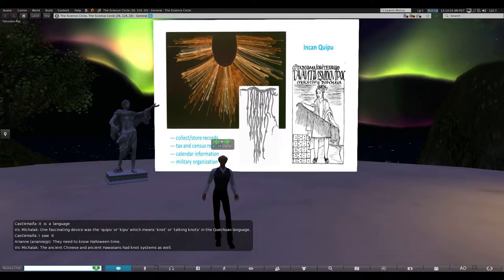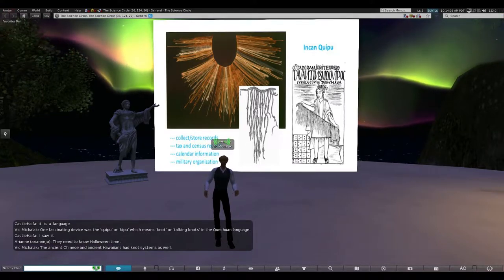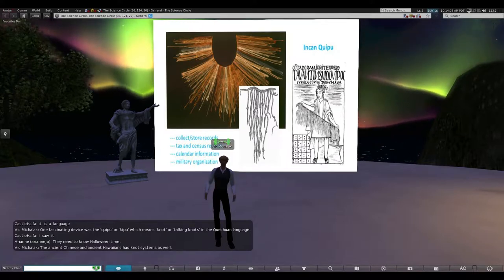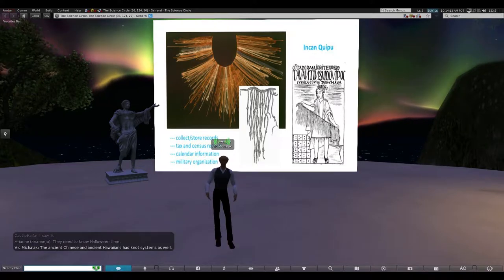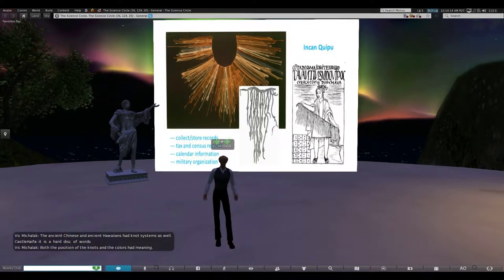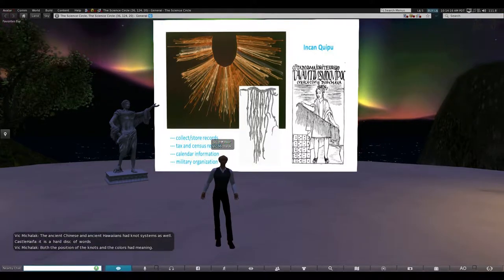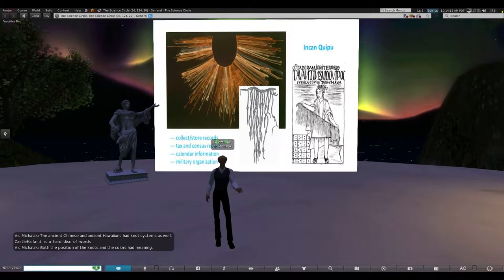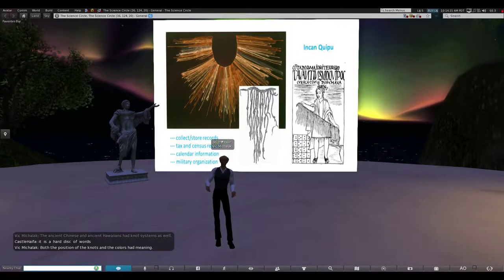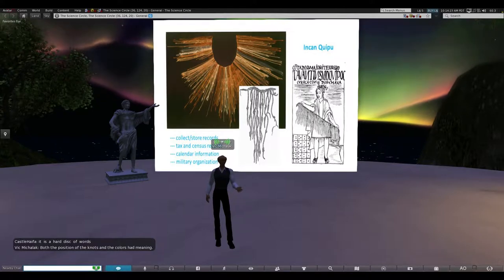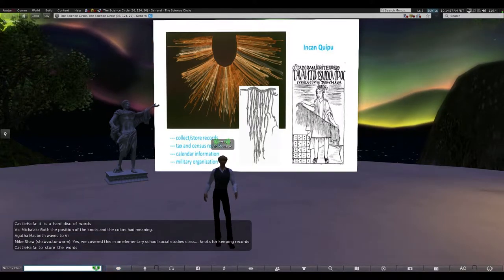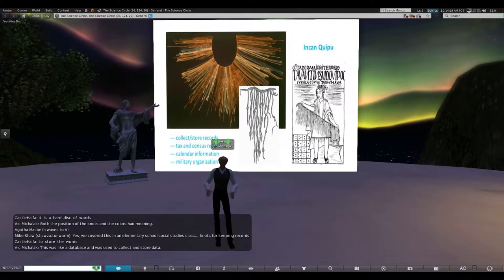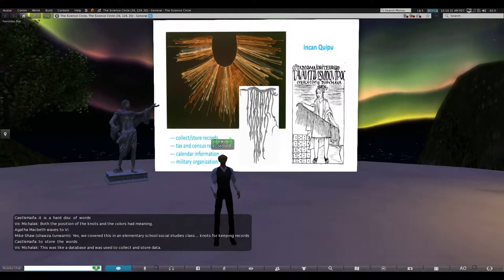So now they have also discovered fairly recently that the ancient Chinese and Hawaiians also had different knot systems. Khipu in this case means knot or talking knots. So the devices had meaning both in color and position. Now think of what it actually did: for example, this was a database. It could store data. And so this was like a database.